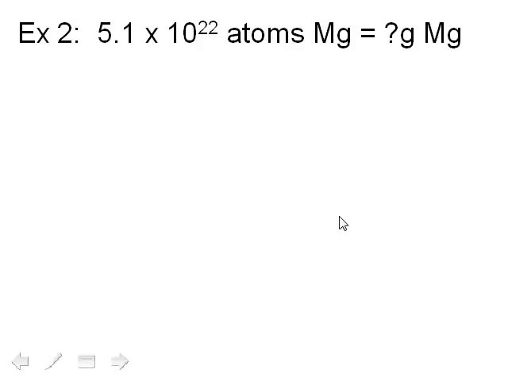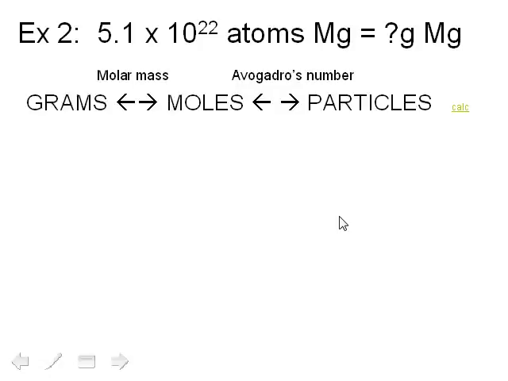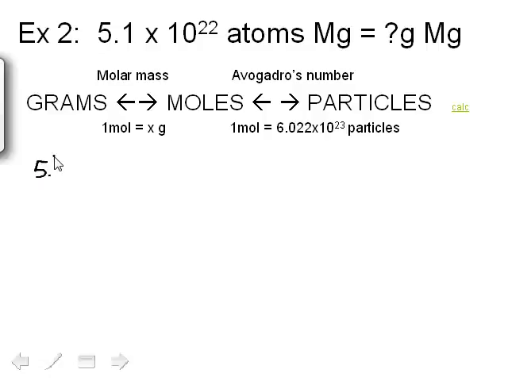This time, atoms to grams. If we put in our mole roadmap and we write down our given information, we've got 5.1 times 10 to the 22nd atoms of magnesium. This time we're not starting at grams, we're starting at particles, at atoms. We're trying to get to grams, so it's going to be 2 steps again. Atoms to moles, moles to grams.